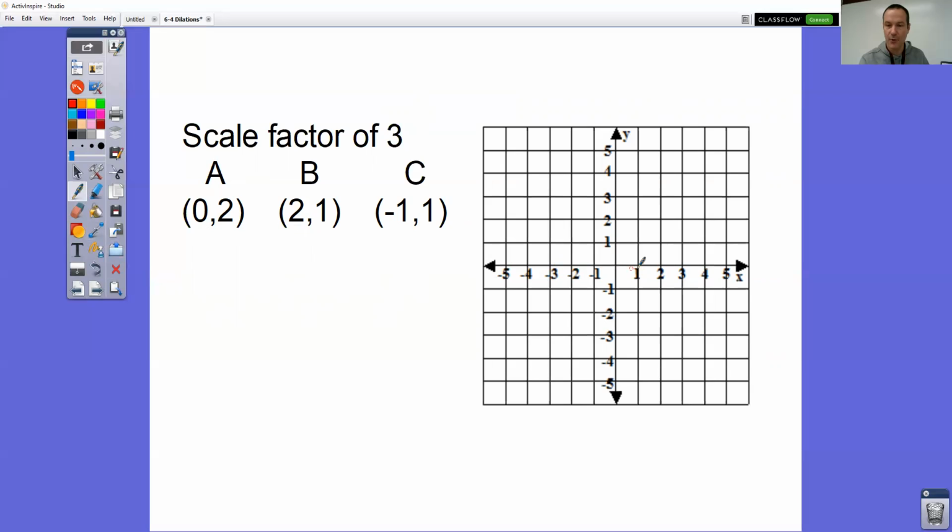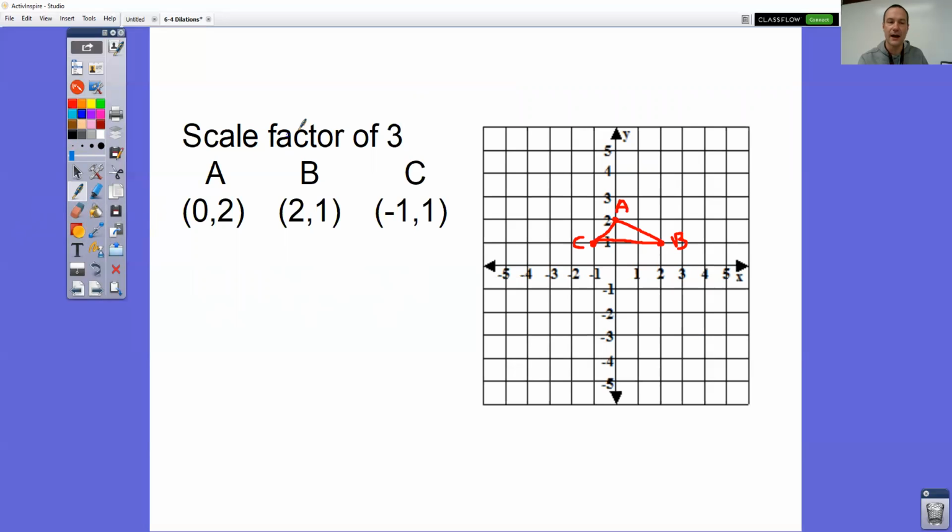So let's graph my points first. Over 0, up to 2. Over to 2, up to 1. Over to -1, up to +1. So this was my A, this was my B, and this was my C. Connect your dots to form your triangle. And you won't always have triangles. Sometimes you'll have trapezoids or rectangles or squares or things like that.